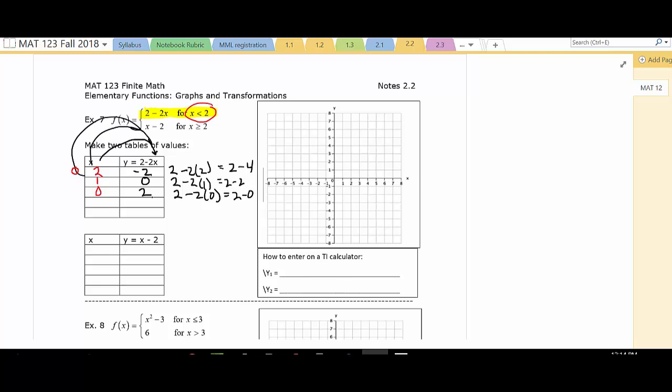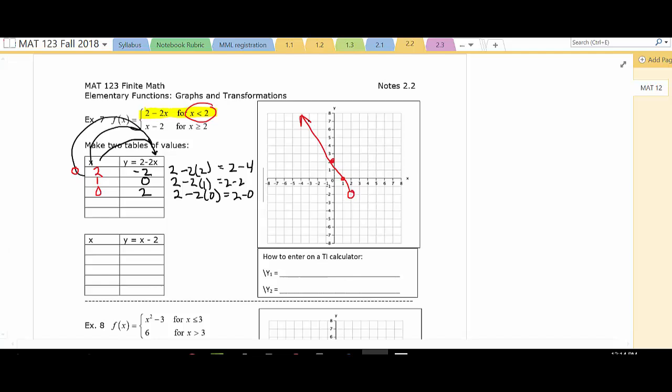Okay? Now, what you want to do is go ahead and plot these points. So go ahead now and just plot these points. So (2, -2), you're going to go to the right 2, down 2, and you're going to put an open dot there. Okay? Then do (1, 0), put a solid dot there. And (0, 2), put a solid dot. And this is a line, so whenever you're to the left of 2, then that's your line.